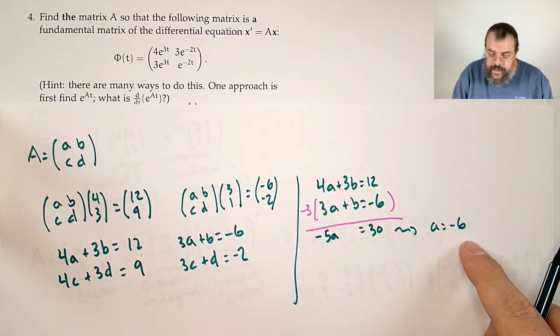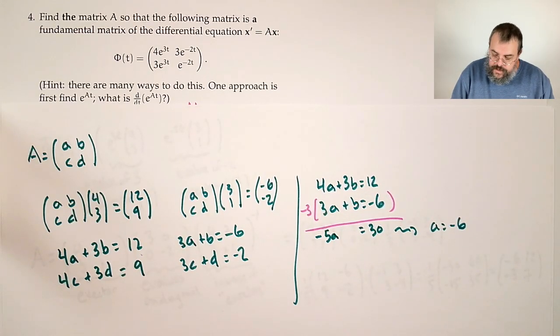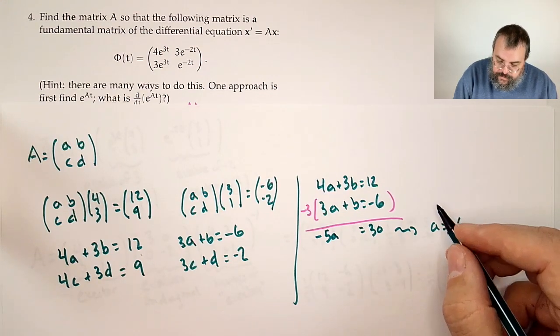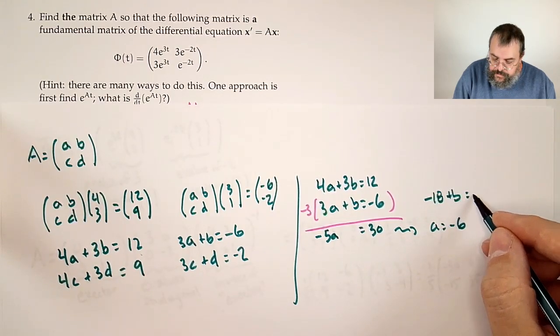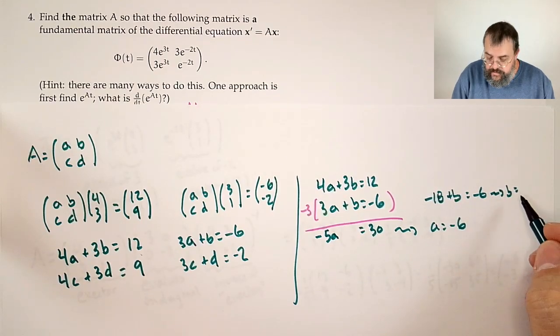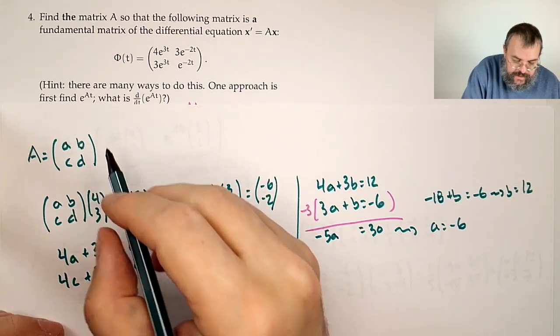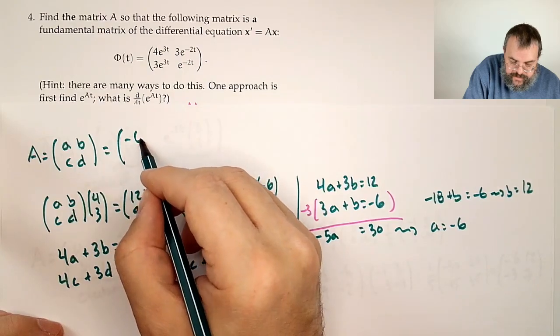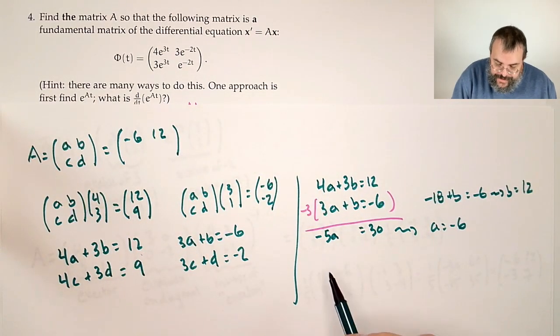Okay, so now that you know a, throw it back up here. So we can come to our conclusion that 3 times negative 6, which is minus 18, plus b equals minus 6. So that says b, add 18 to both sides, is 12. All right, so now we know our a, b: negative 6, 12. C, D, run the same process.